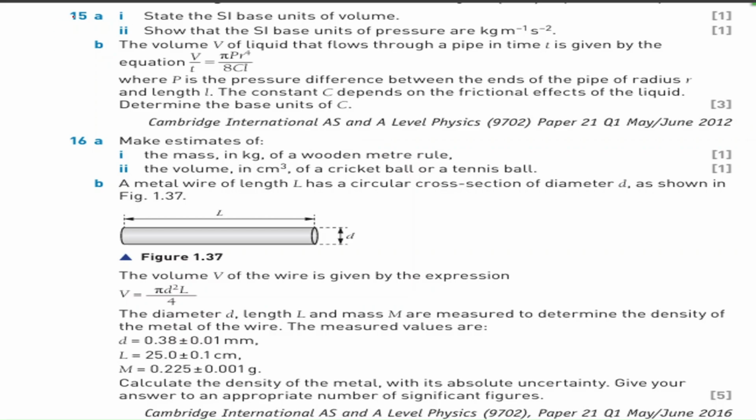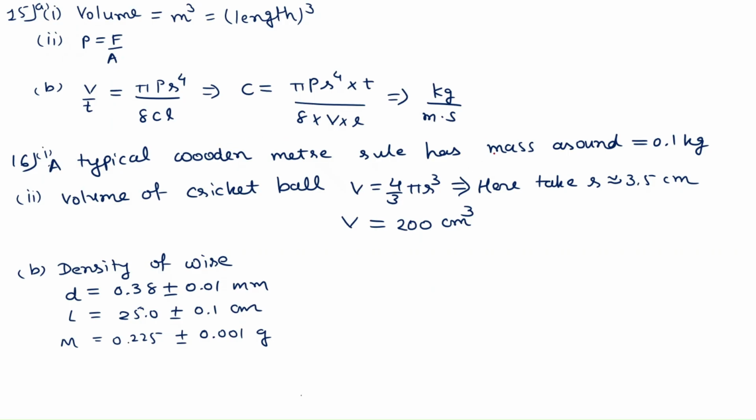This is all about question number 15. Now we go towards 16. In A, make estimates of the mass in kilograms of a wooden meter rule. You can do this at home as well. Take a wooden meter rule and weigh it. A typical wooden meter rule has a mass of around 0.1 kilogram.